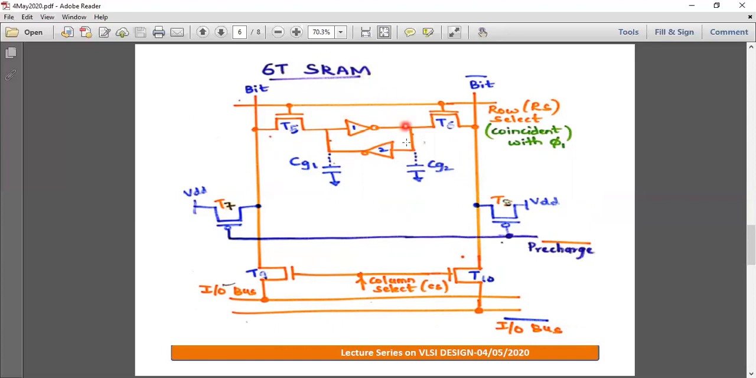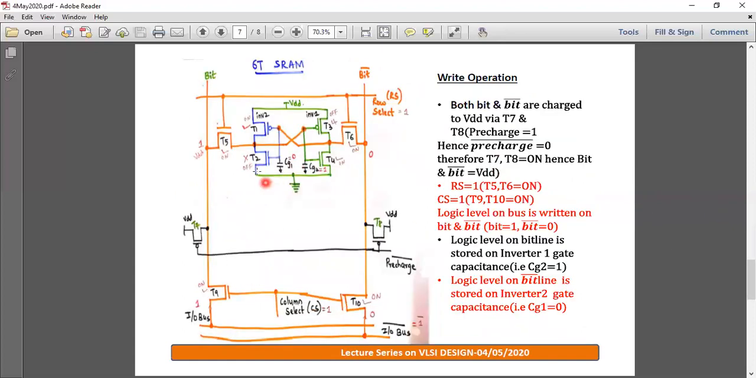So 6T SRAM uses 6 transistors: T5, T6, and 2 inverters of 4 transistors. So totally 6 transistors to store 1 bit of information. Here we have used gate level inverters. In the next figure, we have replaced the gate level inverters with transistor level inverters.